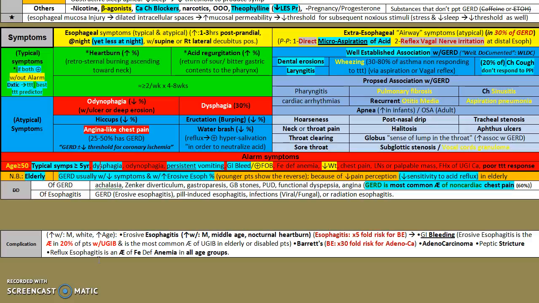Just remember that erosive esophagitis is the etiology in 20% of patients with upper GI bleeding, and it's the most common etiology of upper GI bleeding in elderly or disabled patients. Barrett esophagus carries a 30-fold risk for adenocarcinoma, and also peptic stricture. And reflux esophagitis is an etiology of iron deficiency anemia in all age groups.